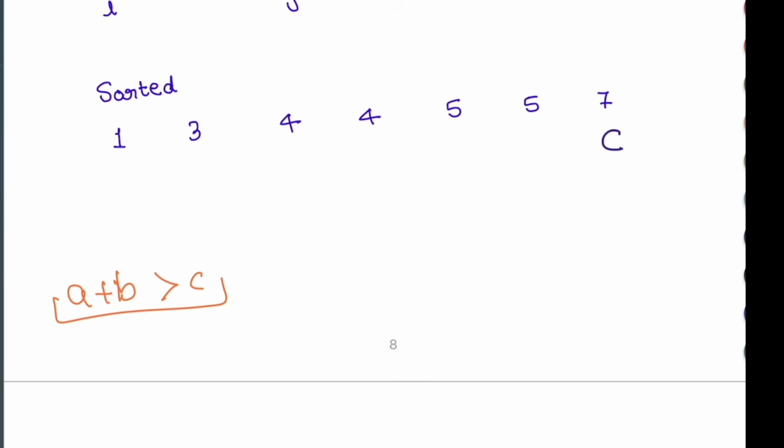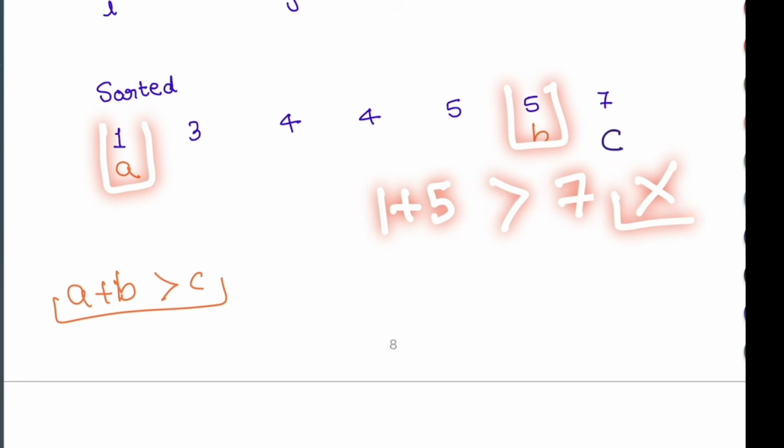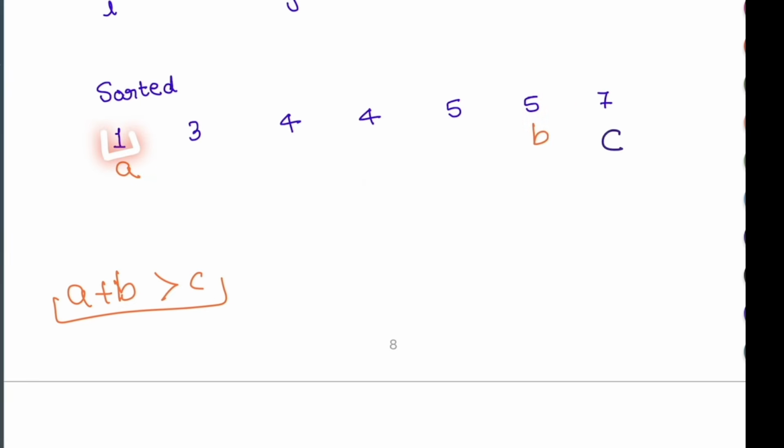We will actually use the two pointers technique since the data is sorted, right? We are going to say this is A, this is B. Let's keep them at extreme indexes. B will be here, A will start from the beginning. Alright. Now, A plus B, 1 plus 5, is this more than 7? No, it is not, right? So the triplet 1, 5, 7 is not valid, which is fine.